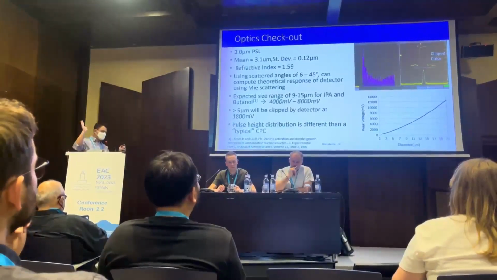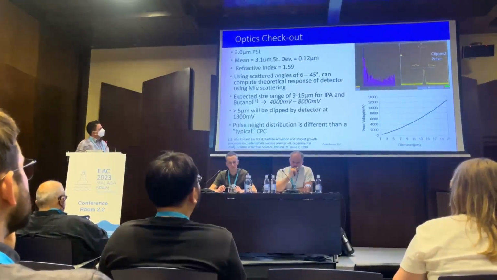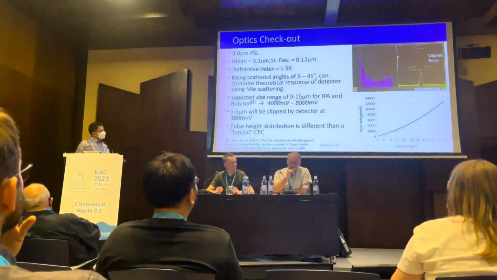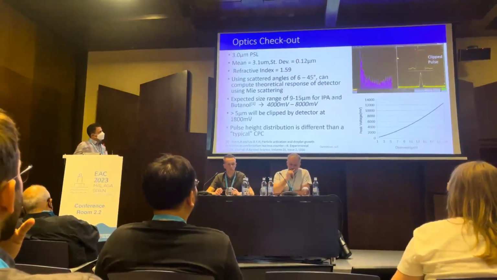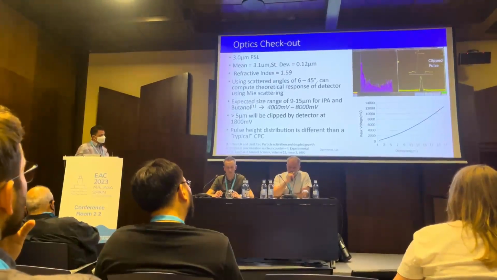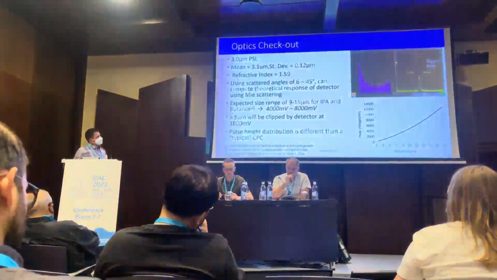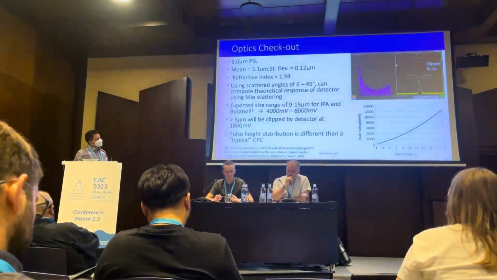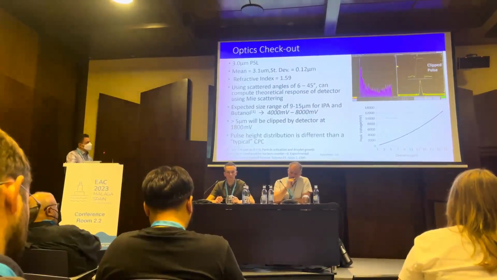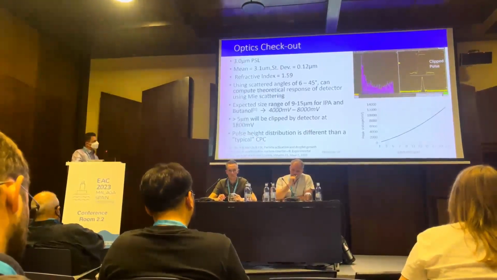So once it hits that, any signal on that can't go any further. We can take the scattered angles that we have and the expected size range of the particles for the system, and we're expecting to see, for 950 micron particles, about 4,000 to 8,000 millivolt signal. We made a nice little simulator here, so you can put in particle size versus our expected voltage. And like I said, anything over 5 microns, you can put by every factor at 1800 millivolts.